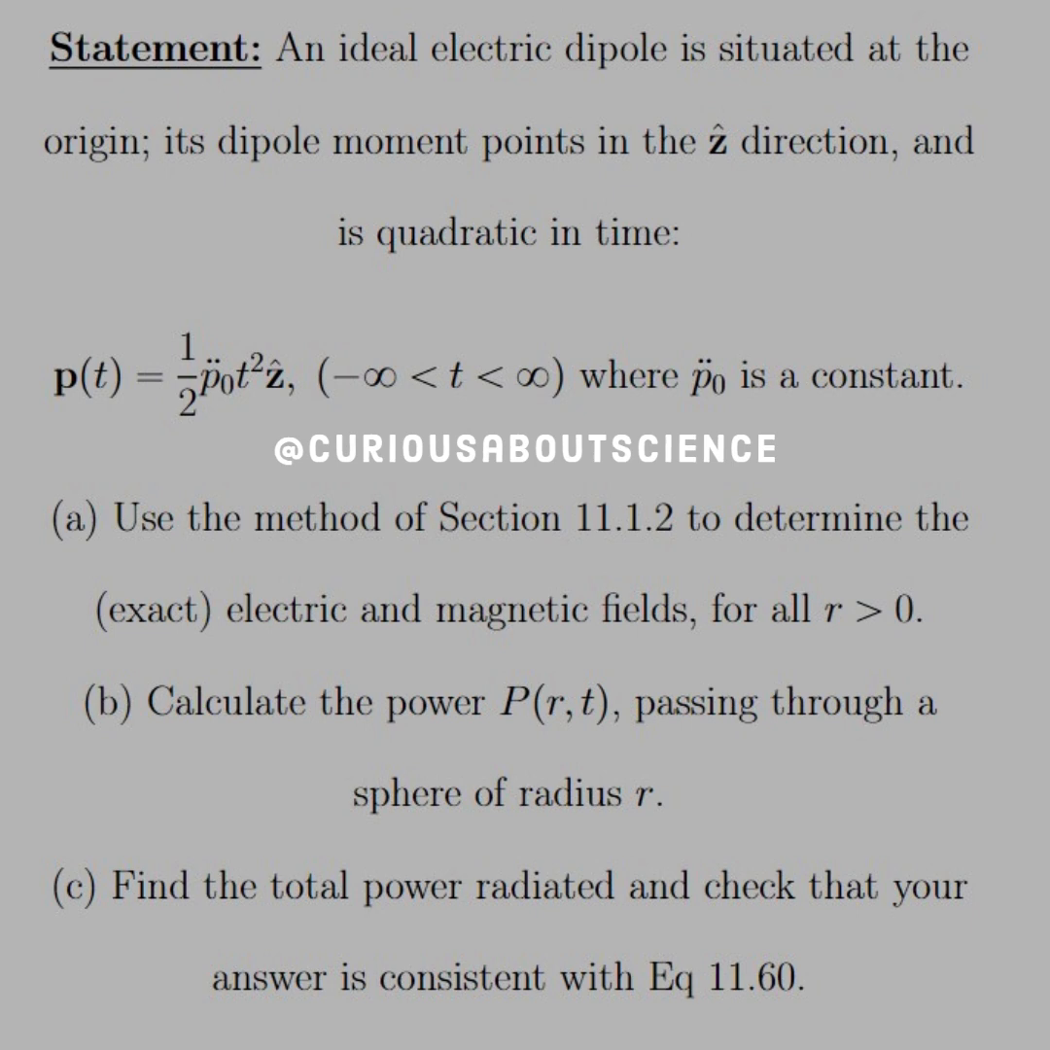greater than 0. Calculate the power P_r of t passing through a sphere of radius little r, and then find the total power radiated and check that the answer is consistent with equation 60. All right. Sounds like we've done this before.